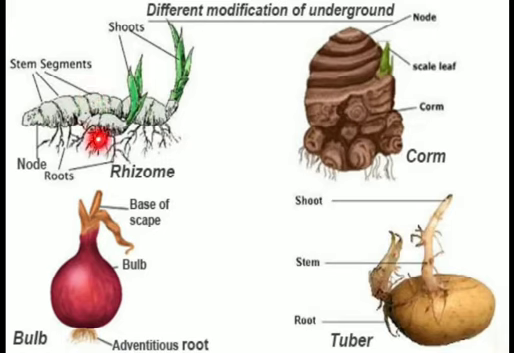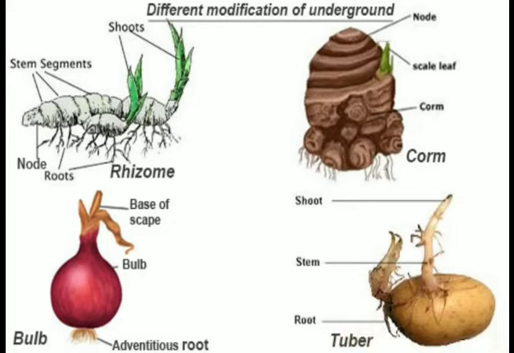Now, this underground stem, this ginger, does the function of storage of food, and thus this is a modified stem. Then another example of underground modification is the corm. The example is colocasia. Here again you can see these ring-like structures. These are the nodes and the internodes, and it also does the function of storage of food.